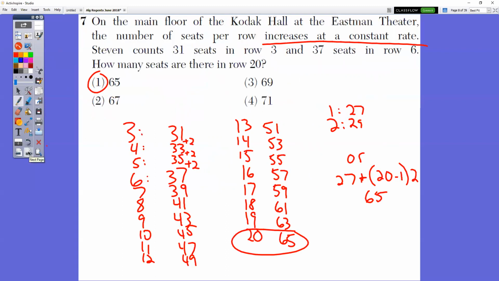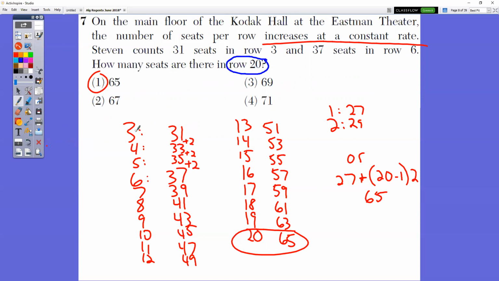In question number 7, the really only way that I would even do this is to actually write out the pattern like I did. It says on the main floor, the number of seats per row increases at a constant rate. Increases at a constant rate means that you're adding the same number each time. Stephen counts 31 seats in row 3 and 37 seats in row 6. How many seats are there in row 20?